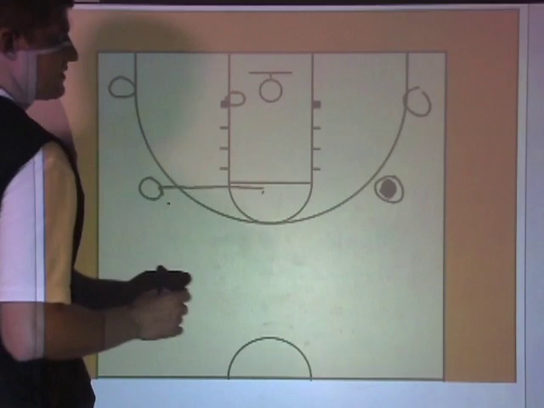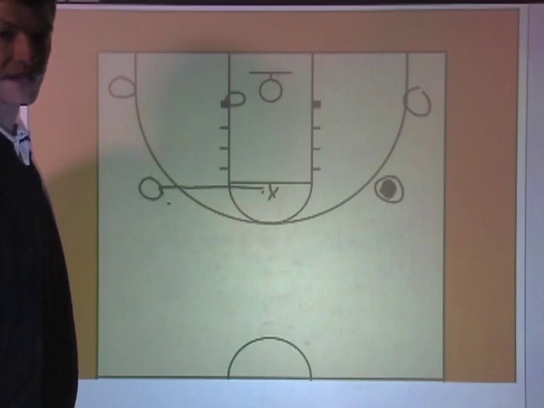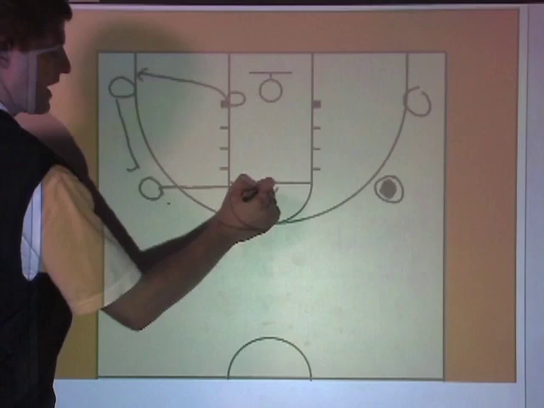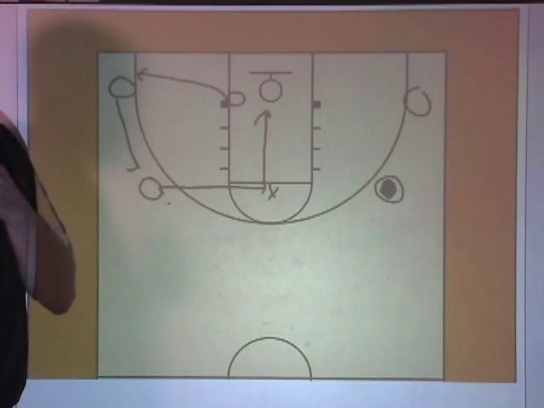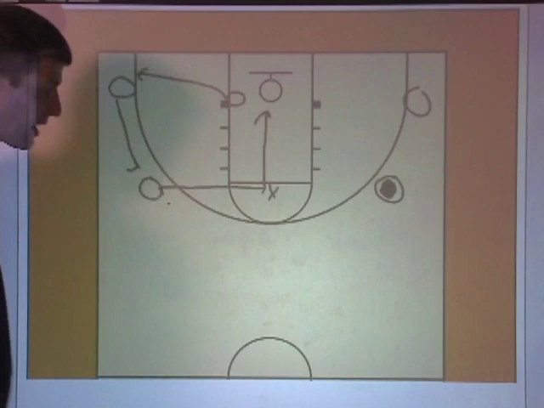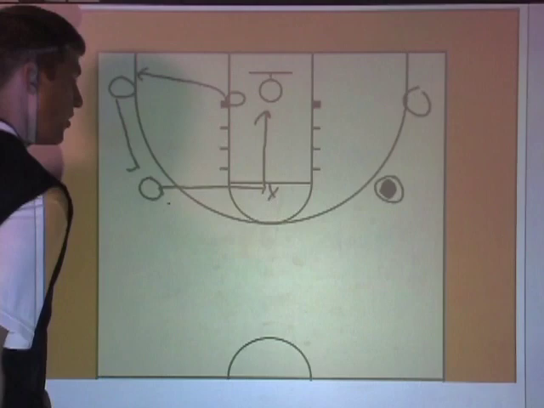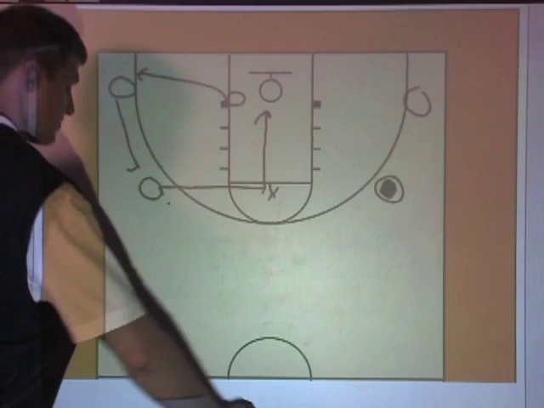Now, as he's gone to the middle, if the player has denied him the ball and is not going to let him touch it at all, this player will then fill his spot, and then make a hard, sharp, straight line cut to the basket. With this hard straight line cut, when he comes to it, he will plant with his right foot. If he was coming from the other side, he would plant with his left foot and then explode off his back leg, looking for an entry to get the basketball and score.